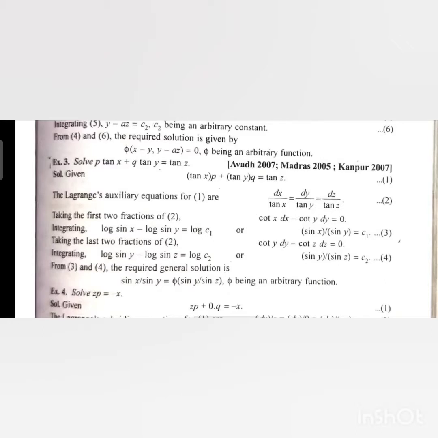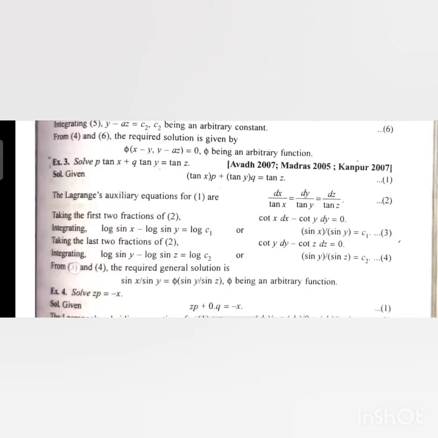The general solution is what? The general solution is u is equal to phi of v, where phi is an arbitrary function, or you can write phi of u comma v is equal to 0. This is just the representation form of the solution: u is equal to phi of v.